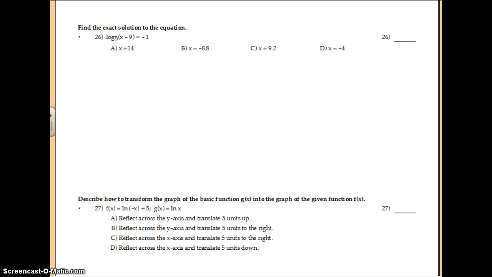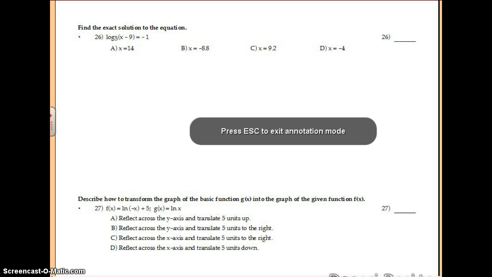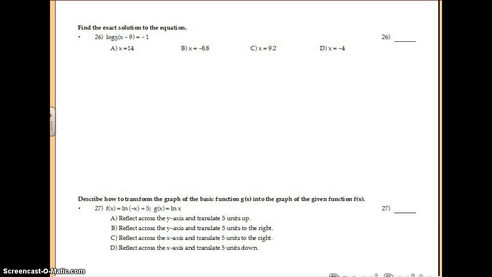We're going to skip number 25 and go to number 26. 25 is a regression problem, so you have to have those handheld graphing calculators. That's why we're not going to do that one. Number 26 is log base 5 of x minus 9 equals negative 1, and we want to solve for x.